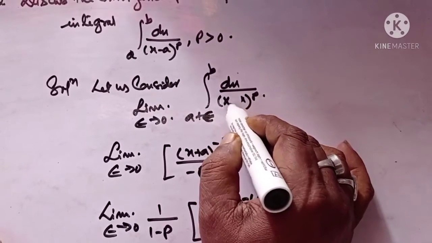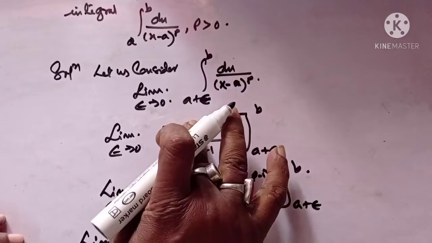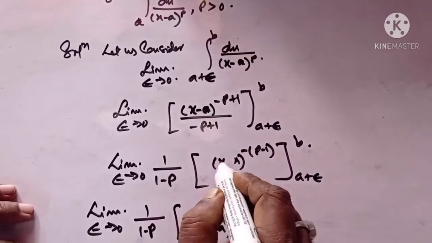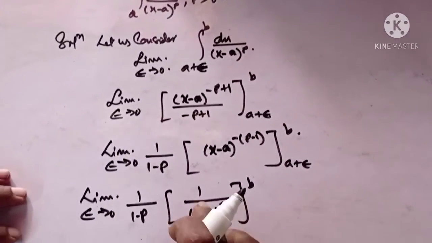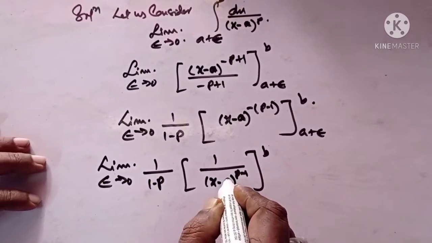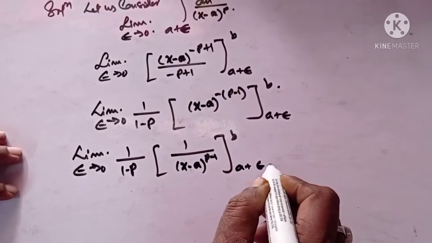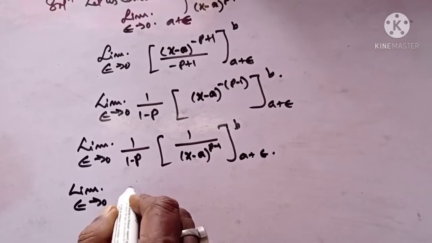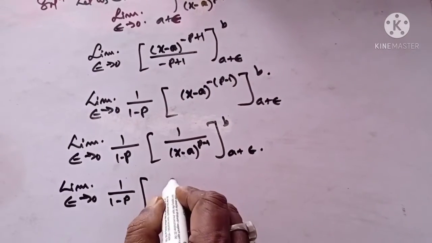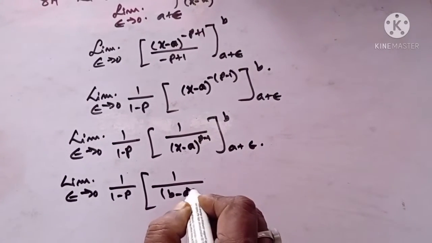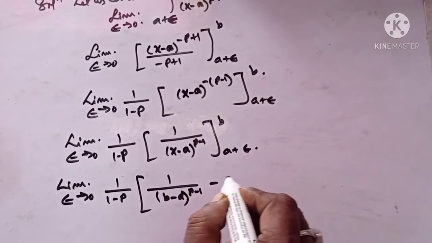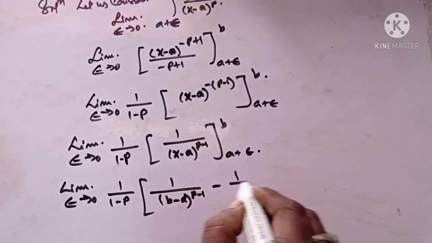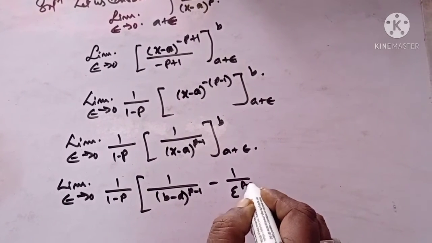The question is x minus a, not x plus a. This is x minus a. Here this is x minus a, so this will be x minus a, from a plus epsilon. Now again, limit epsilon tends to 0, 1 by 1 minus p, the upper limit will be (b minus a) to the power of p minus 1, and minus, when you put the value a plus epsilon, this will be epsilon to the power p minus 1.